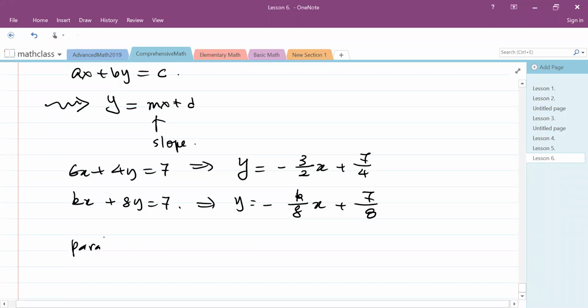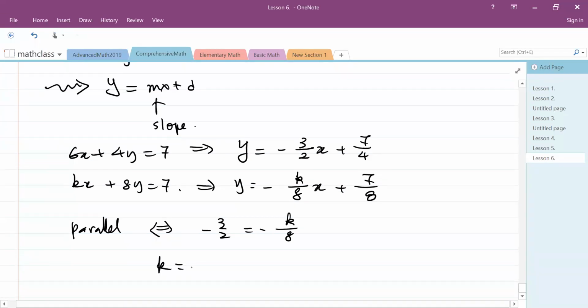They are parallel if and only if negative 3 over 2 equals negative k over 8. So how do you solve it? k equals 3 over 2 times 8, which is 12. So k should be equal to 12. So that's the review about the coordinate geometry: we have a line and an equation, and the coefficients of the equation give the slope and the y-intercept.